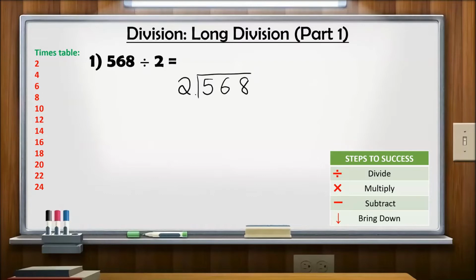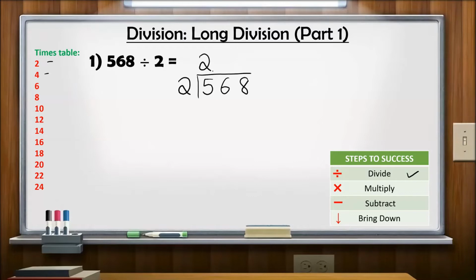Now I'm going to use my steps to success to help answer the question. So my first step to success is to divide. So I'm going to ask myself, how many 2's go into 5? And using my times table, I can see there are 2 2's in 5.